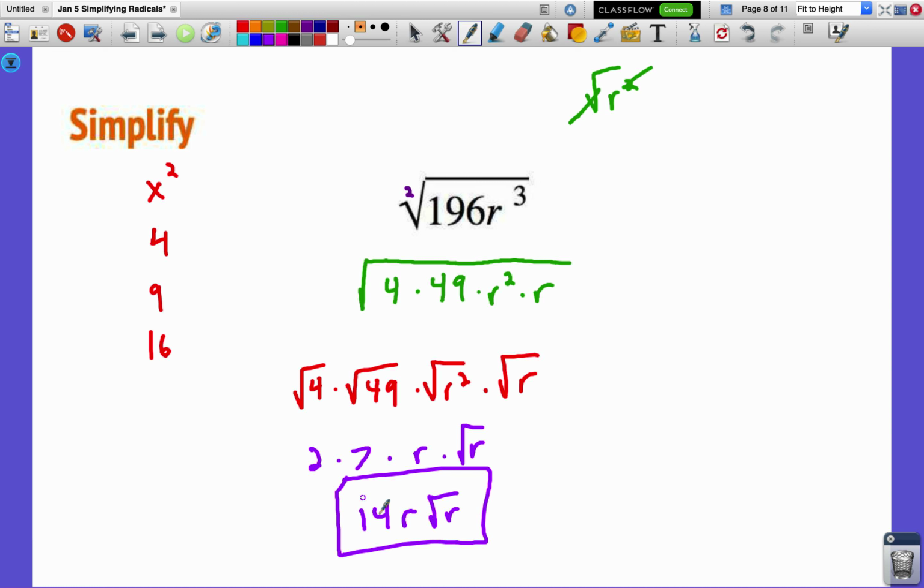And when it's a square root, you can just say root, and it's implied that it's a square root. So 14r root r. And that is fully simplified. There's still that square root there, but it's the smallest radicand possible.